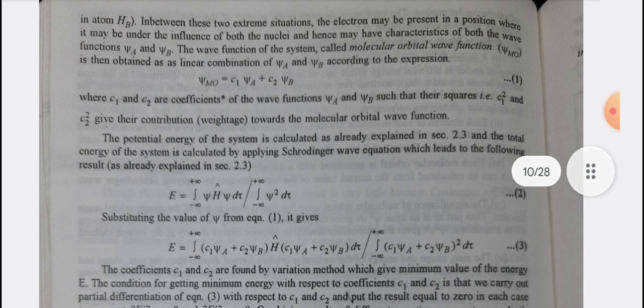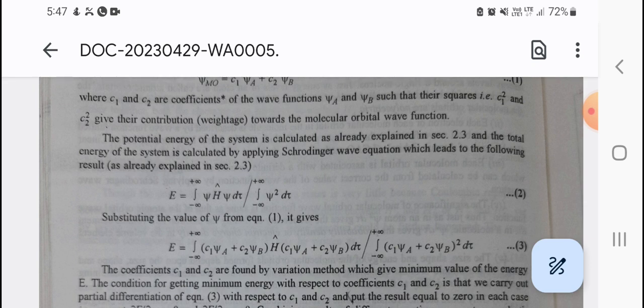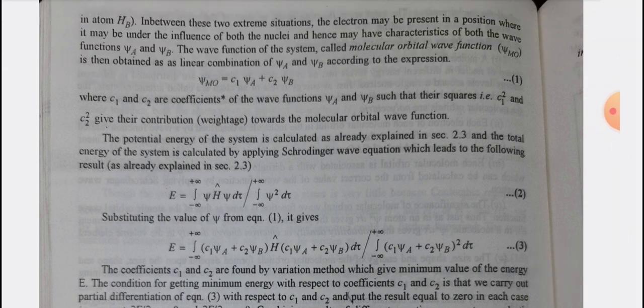In between these two extreme situations, the electron may be present in a position where it may be under the influence of both the nuclei and hence may have characteristics of both the wave functions psi A and psi B. The wave function of the system, called molecular orbital wave function psi MO, is then obtained as a linear combination of psi A and psi B according to the expression psi MO equals C1 psi A plus C2 psi B, where C1 and C2 are the coefficients of the wave functions psi A and psi B, such that their squares, that is C1 square and C2 square, give their contribution weightage toward the molecular orbital wave function.